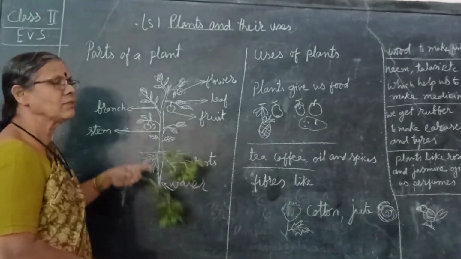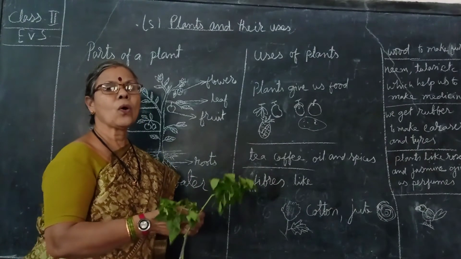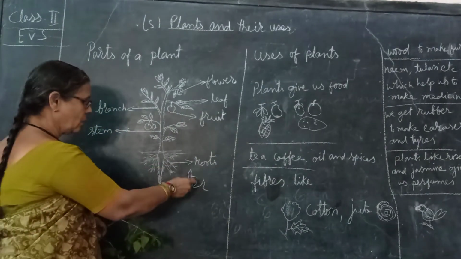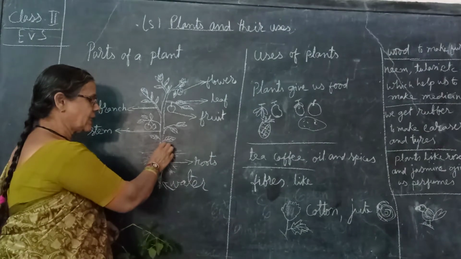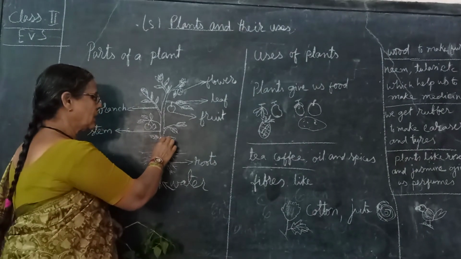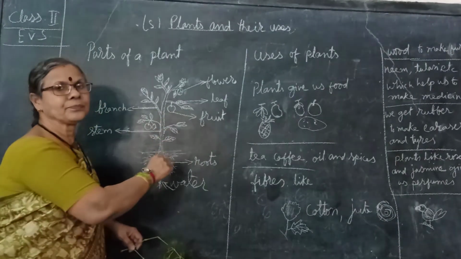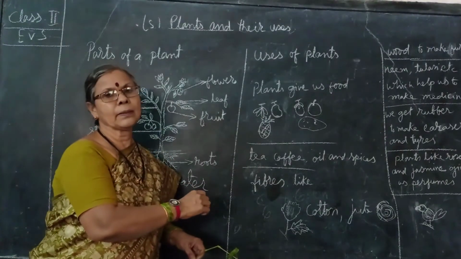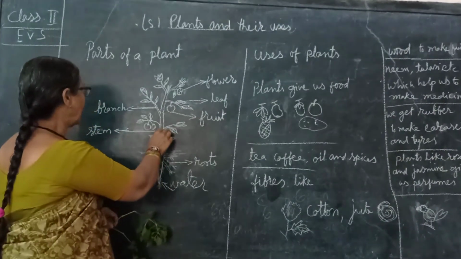And what is the function of the stem? Stems carry water to all parts of the plant. Whatever water is absorbed by the root will be sent up to the stem. Stems give support to the plant and carry food and water to the plant.